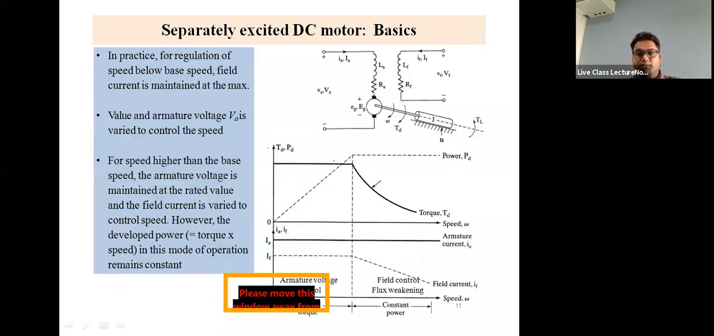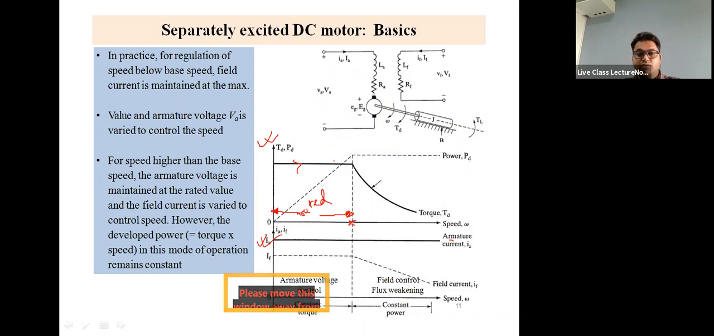This is a very important graph, these two graphs, whereby you will see the change of the torque with respect to speed in both the controls. In armature voltage control, the torque remains constant. This is the torque line. The torque remains constant up to the rated parameters, up to the rated torque and the rated speed.